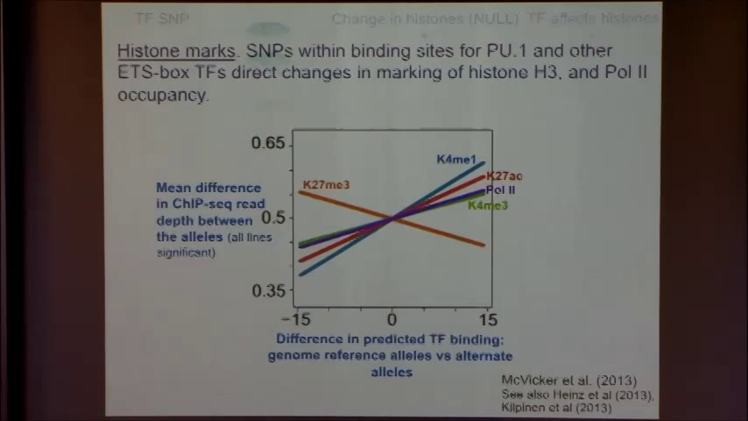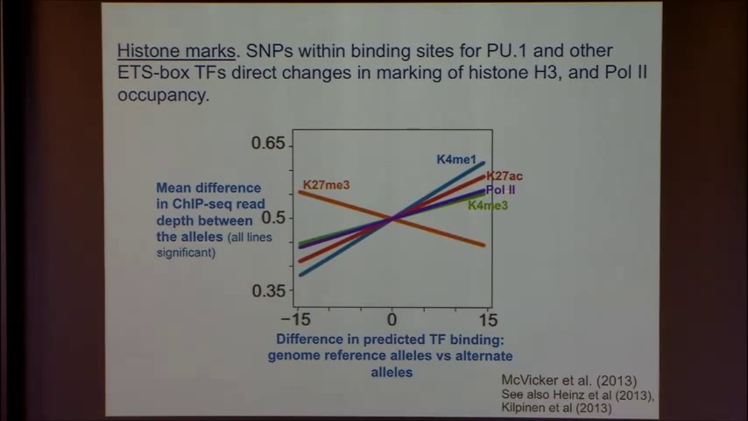Conversely, if binding of the transcription factor causes, for example, an increase in marking by an active histone mark, then we should see on average that the allele that is predicted to have better binding should be associated with increases in histone marking. And in fact, we see this very systematically. So here are the data for PU1.